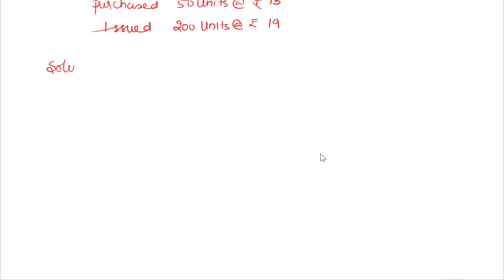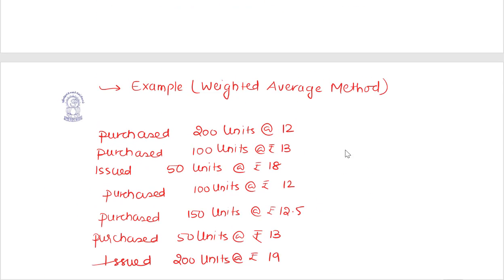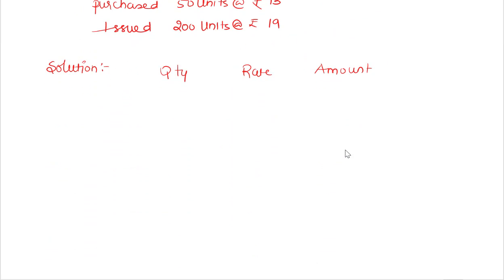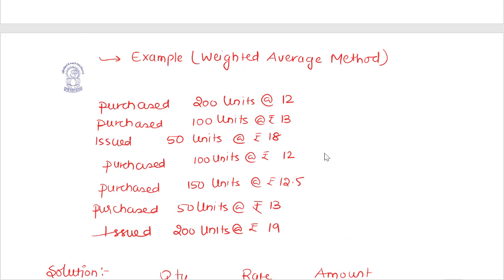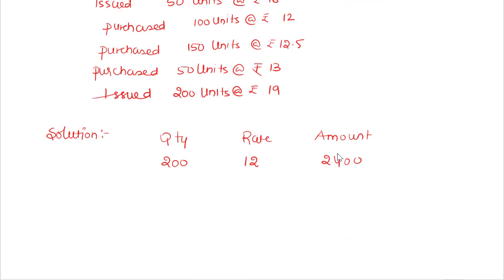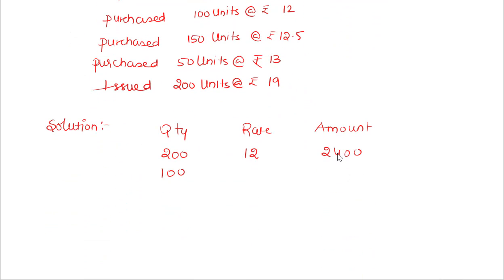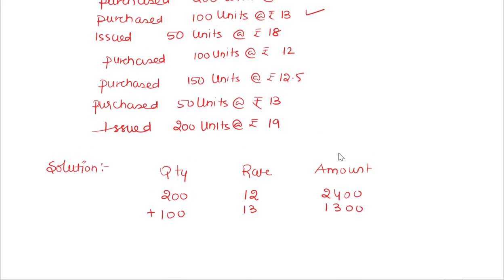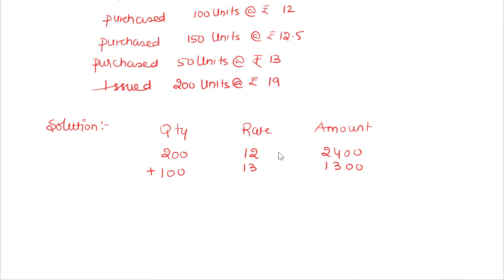Solution. Make 3 columns: quantity, rate, and amount. So first of all, purchase 200 units at 12. So 200 units, rate is 12, amount is 2400. Then purchased 100 units at 13. So purchased 100 units, 13 rupees, 1300. After that we issued 50 units at 18.